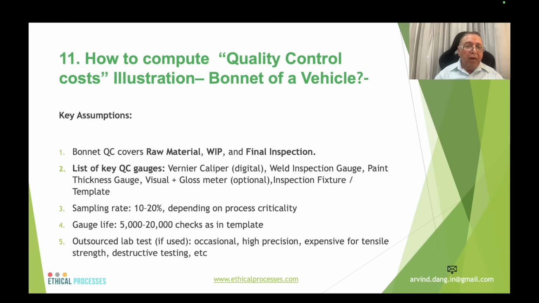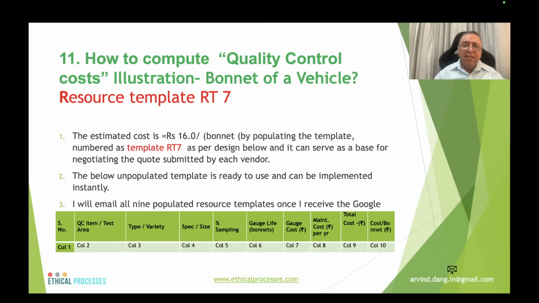And there can be some outsourcing of the QC, like lab tests, which are either occasional or high precision or expensive, for tensile strength, destructive tests, etc., for the raw materials. This is the resource template having 10 columns: serial number, quality control and test, item and type and variety, specification size, percentage sampling to be pursued, gauge life in terms of bonnets, gauge cost and maintenance cost for the gauge. The total cost and cost per bonnet have been computed. It works out to be, in our case, 16 rupees per bonnet by populating the template called resource template 7.